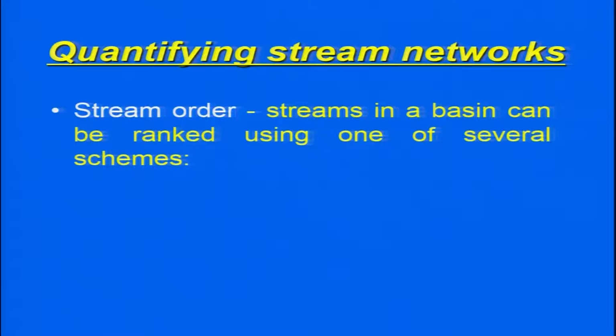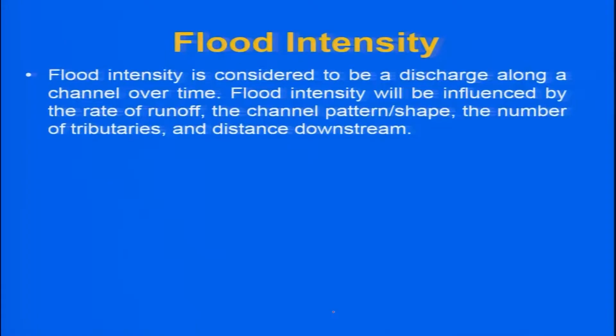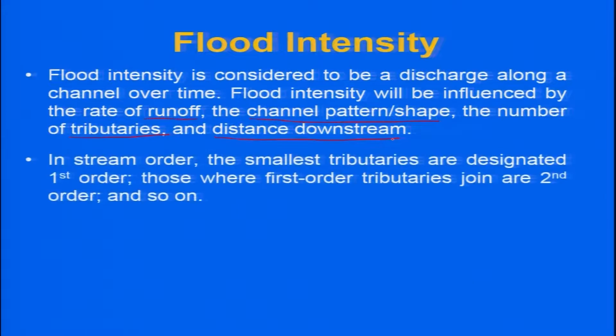Quantifying stream network. Streams in a basin can be ranked using one or several schemes. So we're talking about the flood intensity. The flood intensity is considered to be the discharge along a channel over time, and this will be influenced by the runoff, the channel pattern and shape, the number of tributaries, and the distance downstream at a point of interest.